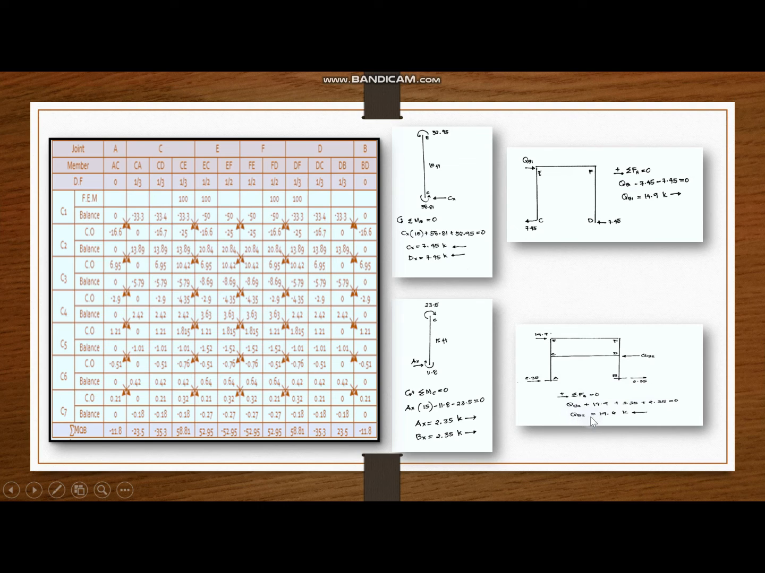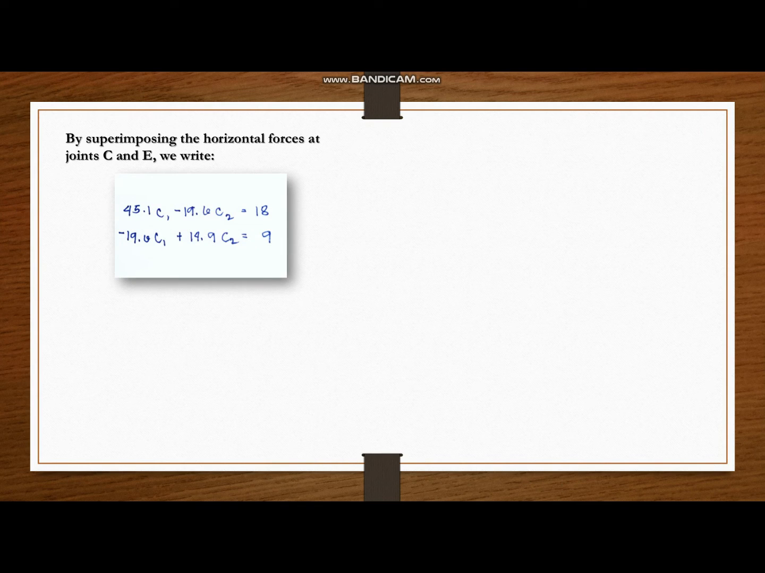So our QB2 is equal to negative 19.6 K, or QB1 is equal to 14.9 K to the left, and our QB2 is equal to 19.6 K to the left. Next, by superimposing the horizontal forces at joints C and E, we write 45.1 C1 minus 90 C1 minus 19.6 C2 is equal to 18.